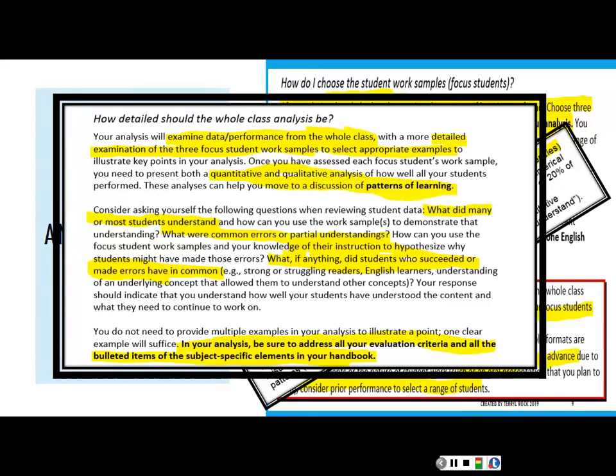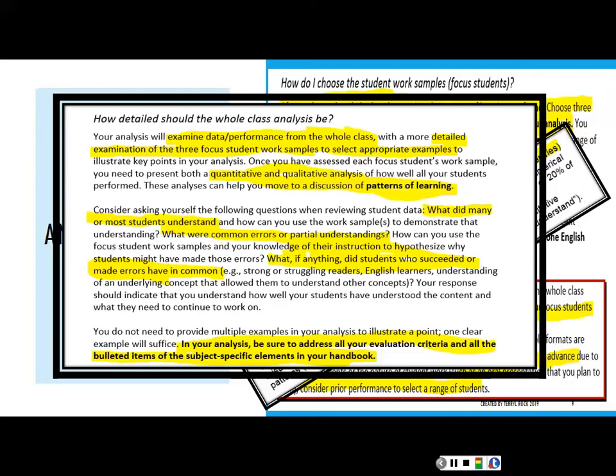And then you're going to go into a discussion of 3 patterns of learning. What did most of them understand? What were common errors or partial understandings? What, if anything, did students succeed at? So, thinking about it, okay, all these students did great. Did those students who did great have anything in common? Were all of them strong readers?